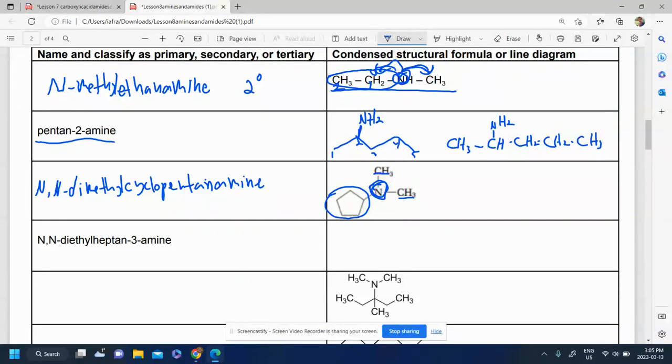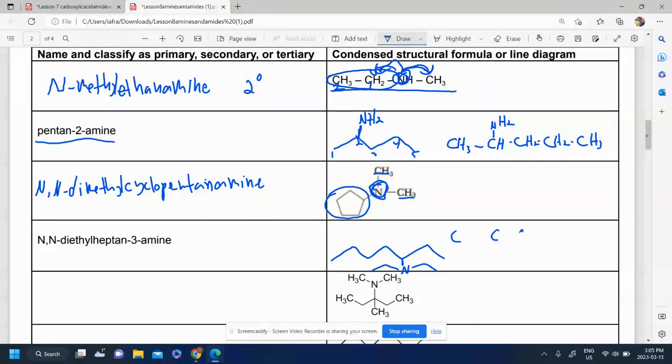Okay, next we have our N,N-diethylheptan-3-amine. So we have 7 carbons, and our nitrogen is on carbon number 3. 1, 2, 3, 4, 5, 6, 7. So we have our nitrogen over here. And then we have ethyl on the nitrogen, 2 of them. So 1, 2, and then 1, 2. And so there we have our N,N-diethylheptan-3-amine. You can also draw it like this.